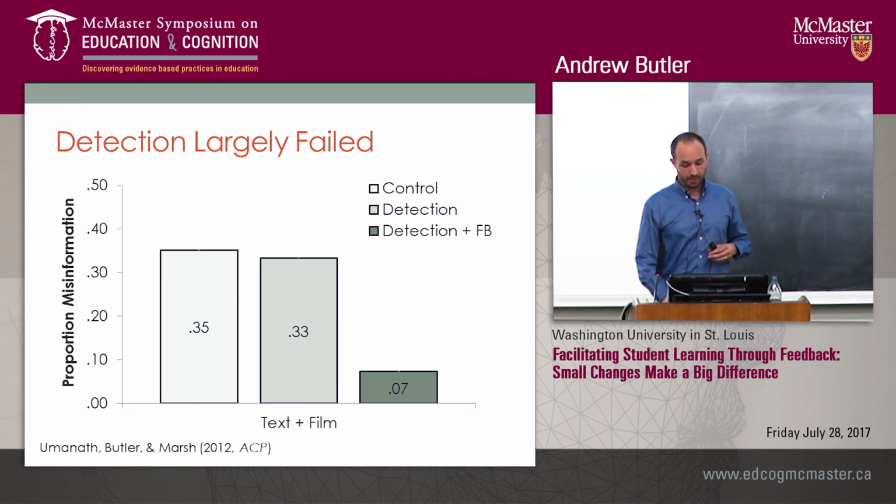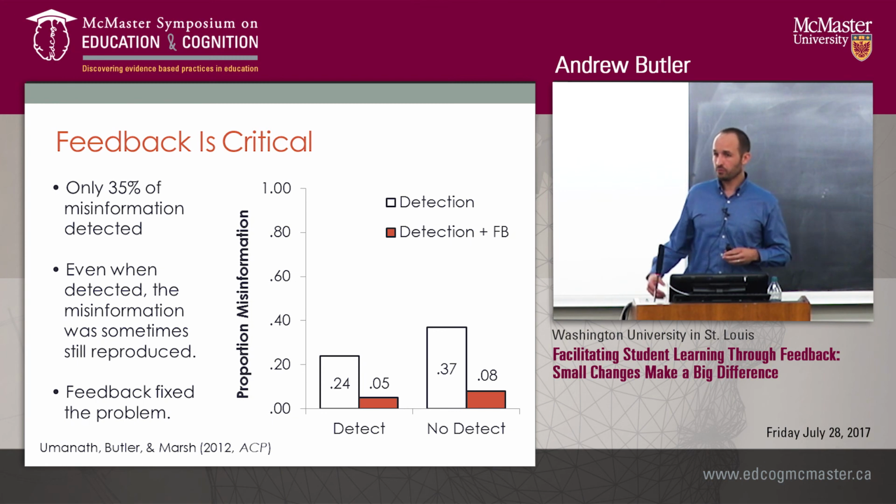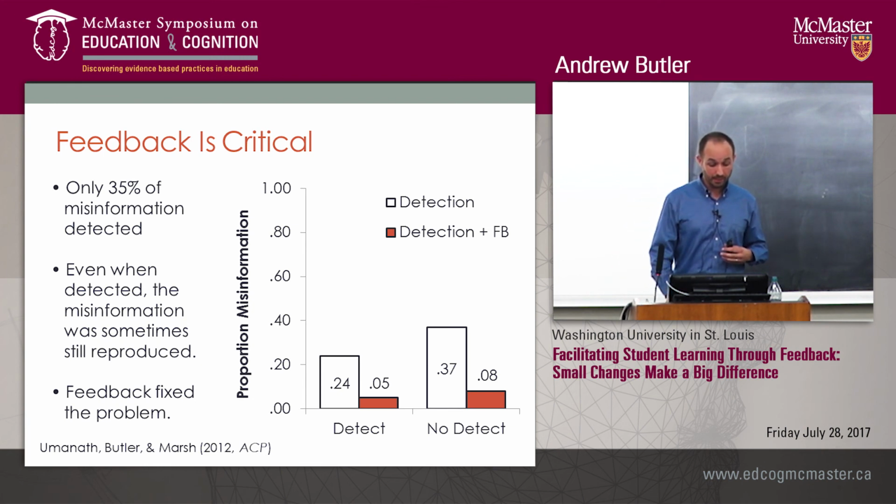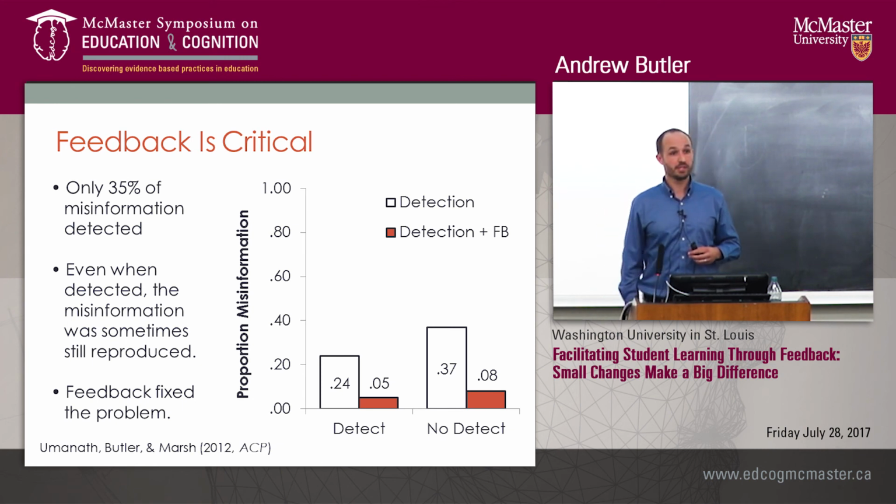And here's why that happened. Students were very poor at this task. Only about 35% of the time did they detect the misinformation in the film, despite the fact that it is blatant, right? And it was directly contradicted in the text that they had read immediately before. And even when it was detected, what was really interesting is sometimes they went on to reproduce that misinformation anyway.